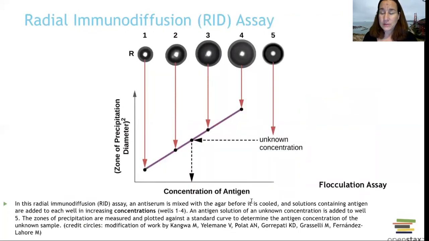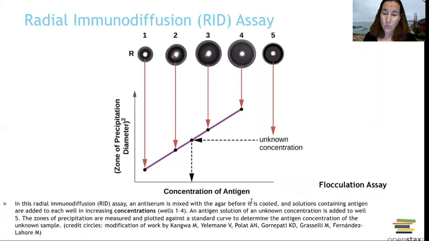So that one can help us figure out which antisera works for us. Is there any cross-reactivity? That would show in that test. The next test, the RID assay, or the radial immunodiffusion assay.